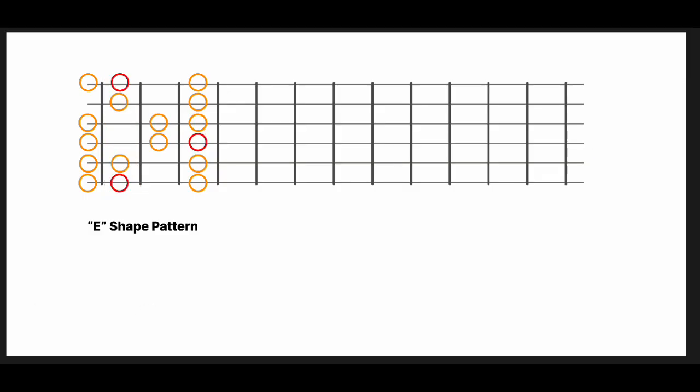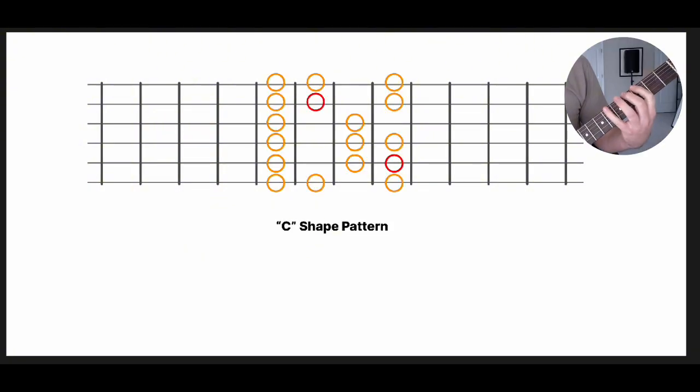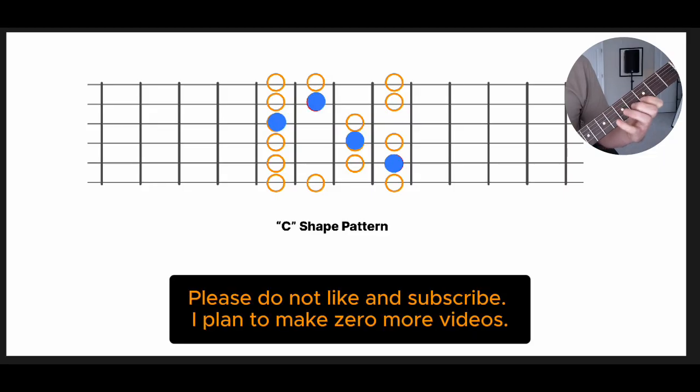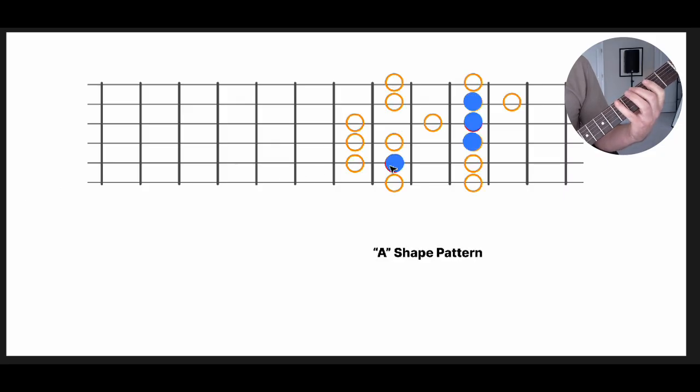Then we have the D-shape pattern, which is called that because it has a D chord in it. Usually we play this in the open position and omit that note that's on the D string. It would just be played open. Then we have the C-shape pattern. It, of course, contains a C chord. Again, that's an open position chord where we would omit the note that's being played here on the G string. We have the A-shape pattern. Usually played in open position. We omit this note played on the A string.